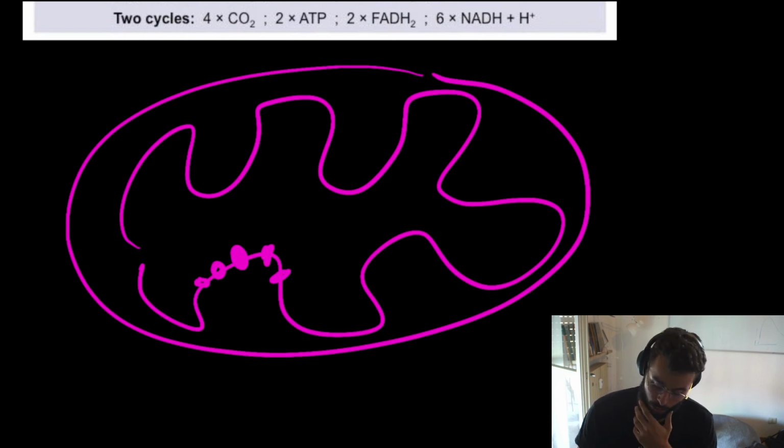So they are going to come. This is the NAD or FAD. They are going to basically take the electrons that they are carrying on top of them, and they are going to put them on these structures on the inner membrane of the mitochondria, which is called the electron transport chain.